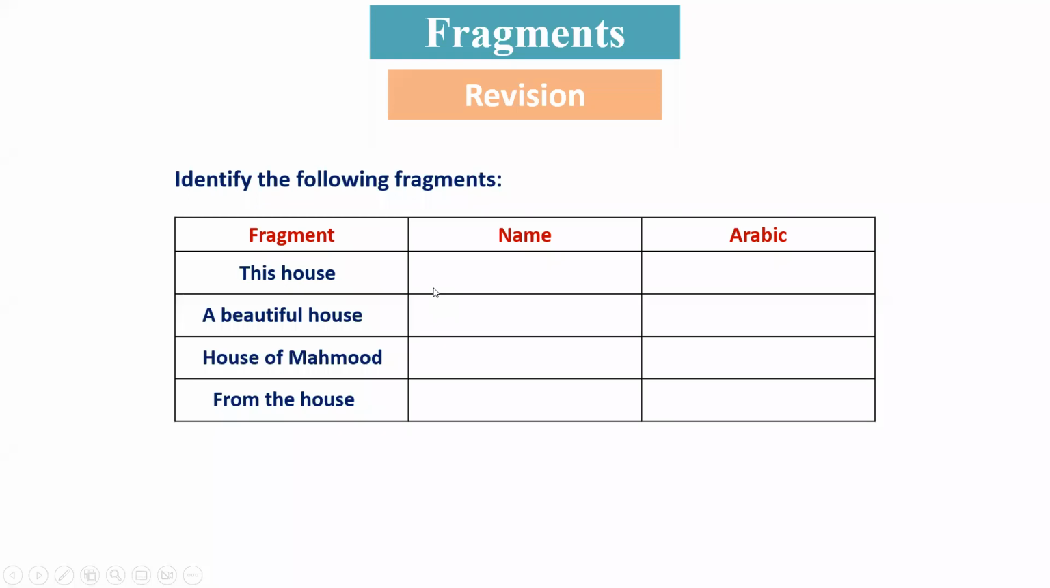That's the question. This house. Zainab, go ahead. Ismul ishara and musharun ilay. Very good. This is Ismul Ishara and Musharun Ilay. Okay, now second one, a beautiful house. Hafsa Ashar, go ahead. Sifa mausuf. All right, good job, Hafsa.